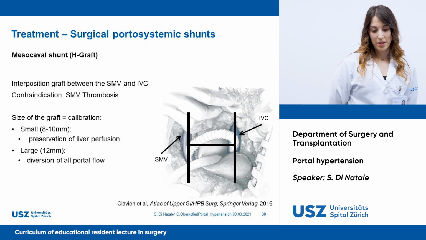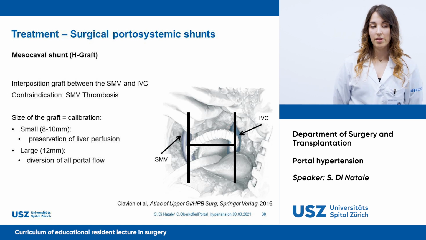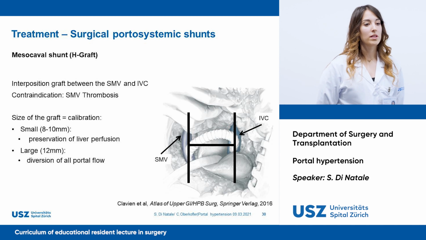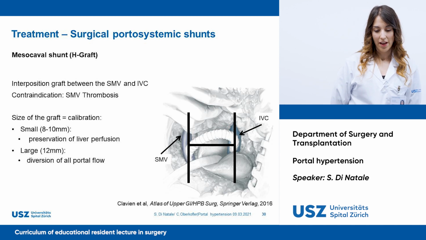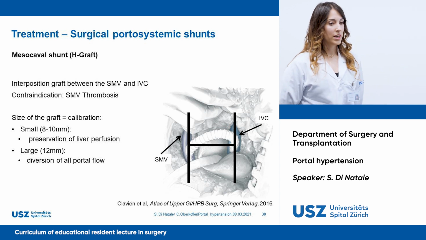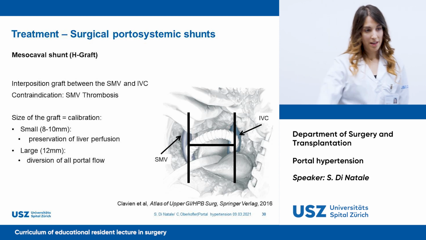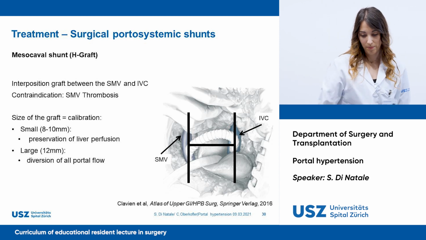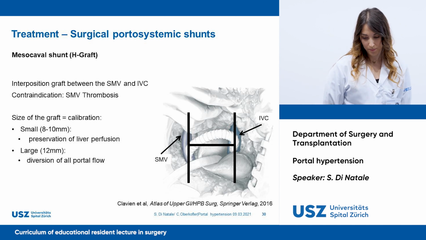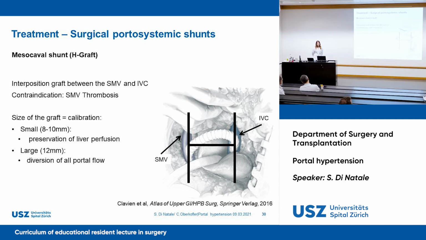This is the mesocaval shunt. It is an interposition graft between the superior mesenteric vein and the IVC, and contraindication is a superior mesenteric vein thrombosis. Due to the shape, it is also called an H graft. With the size of the graft, you can calibrate the diversion of the blood flow, and a small graft leads to a preservation of liver perfusion, and a large graft to a complete diversion of the portal flow.